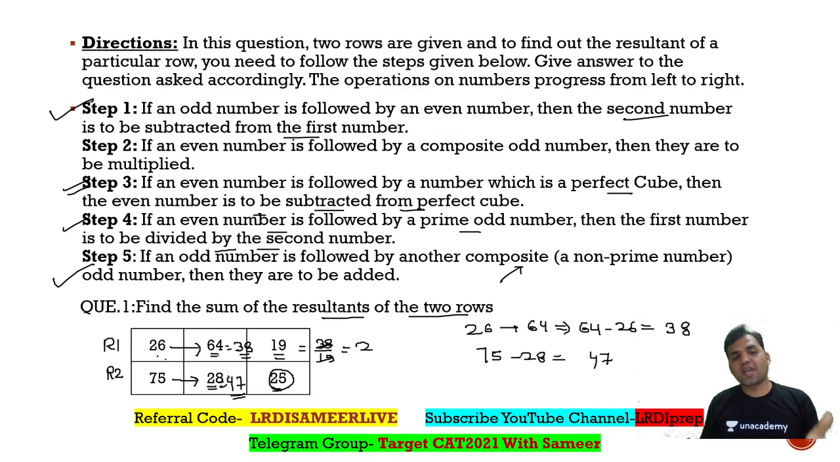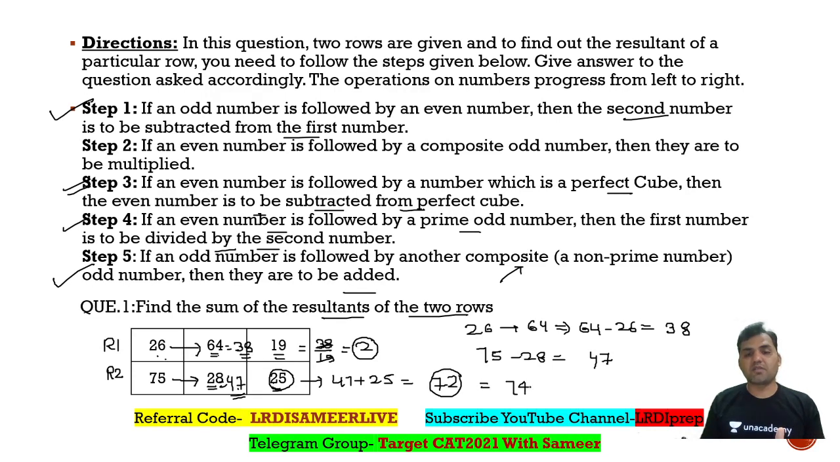This is what you have to see. You have to see which step will be applied. 47 is being followed by 25 here. Then they are supposed to be added. So the resultant of this would be 47 plus 25. 7 plus 5, 12. 4 plus 2, 6 plus 1, 7. So 72. The resultant of first is 2. Resultant of second is 72. If you add them up, the answer will be equal to 74. 74 is the answer to the first question.